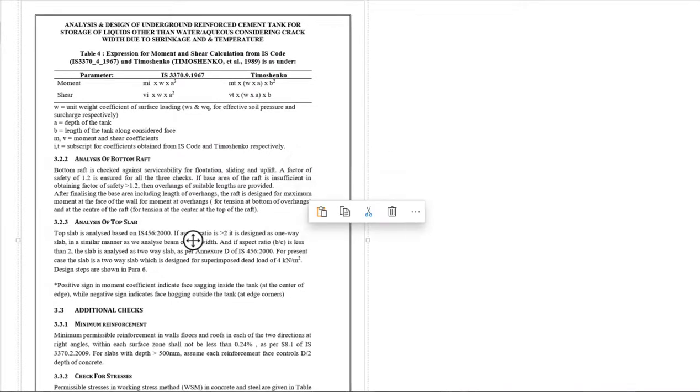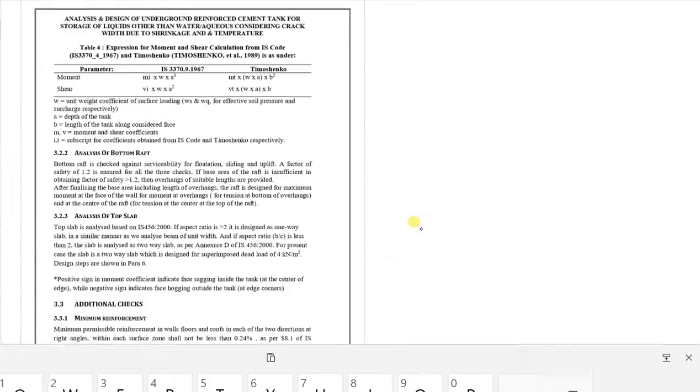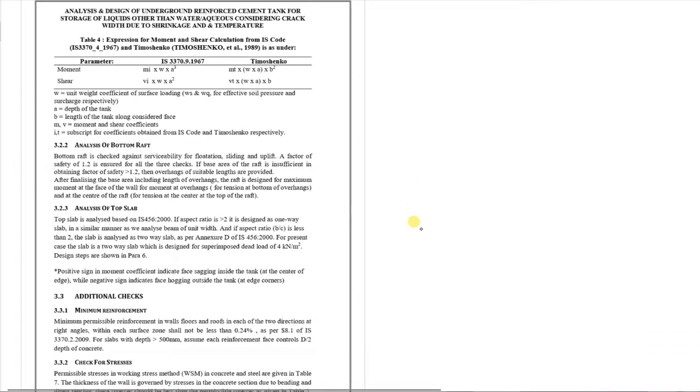So this is how we have seen how to obtain moments from the design coefficients in IS 3370 Part 4 and in Timoshenko. Now let's continue. Analysis of bottom raft. Bottom raft is checked against serviceability for flotation, sliding and uplift. We already discussed that a factor of safety of 1.2 is ensured for all the three checks.